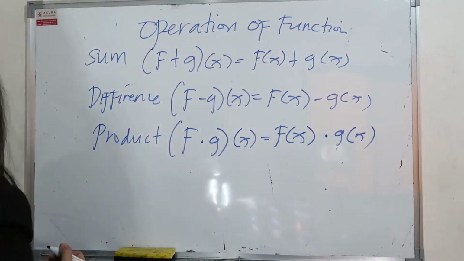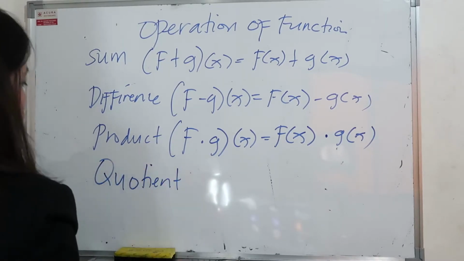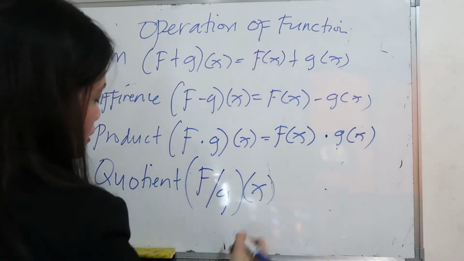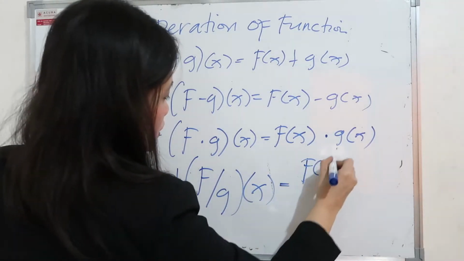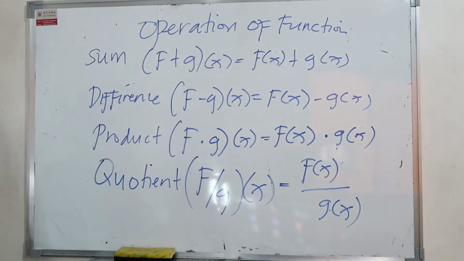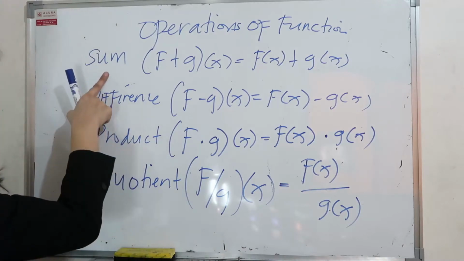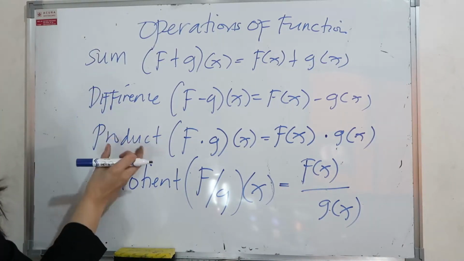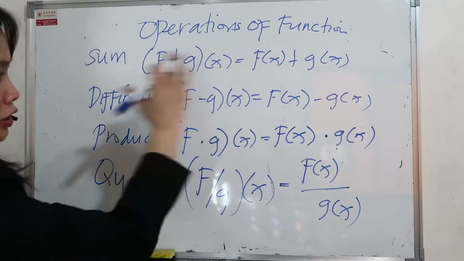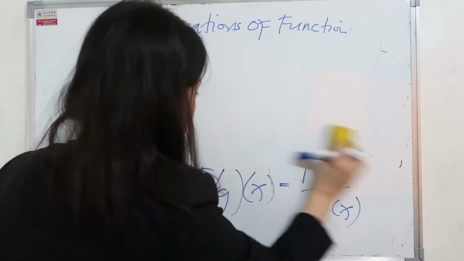Okay. Next, quotient. So that will be f over z of x is equal to f of x divided by z of x. So these are the operations of functions. Okay, operations of functions. So the first one is sum, second is difference, the third is product, and then the fourth is quotient. Okay, so try to remember this one. So for example, I give you an example.